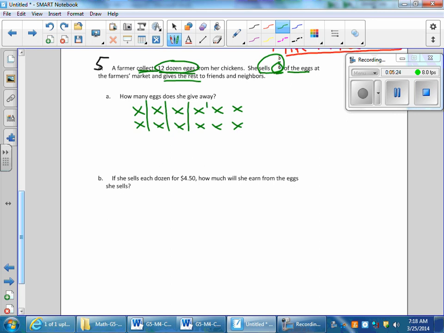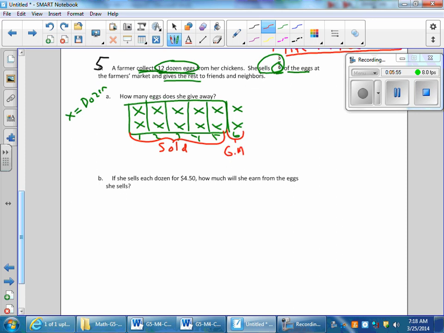So here I go. Each x equals a dozen eggs. We have 12 dozen eggs. She sells 5/6. So if there's 1, 2, 3, 4, 5, 6 groups, I'm just going to label this. This is what she sold. This last part is what she gives away.